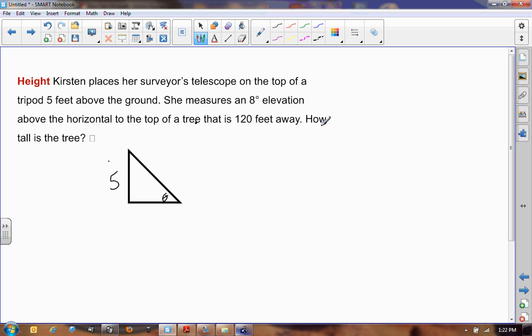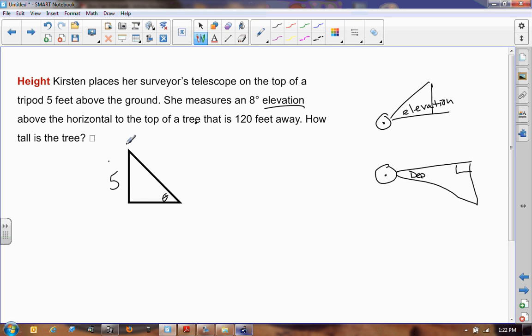She measures an angle of elevation. Elevation means you look up. You've got two kinds of angles. You could either be looking up, elevation, or you could be looking down. Now when you look down like this, it's an upside down right triangle. So this is depression. You don't look straight down. You never look straight down, so your eyeball is never going to be going that way because it means you're falling.